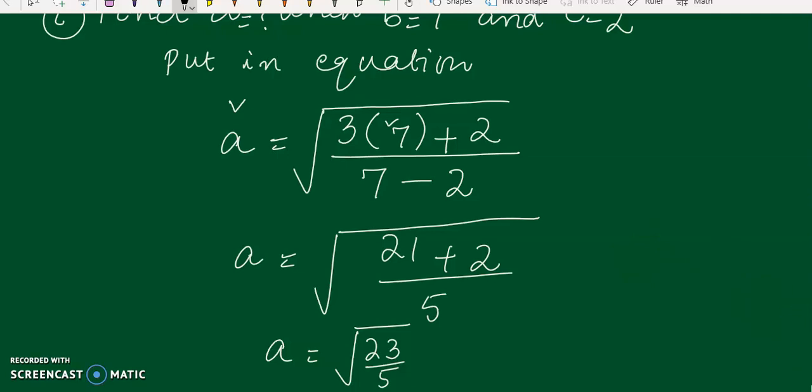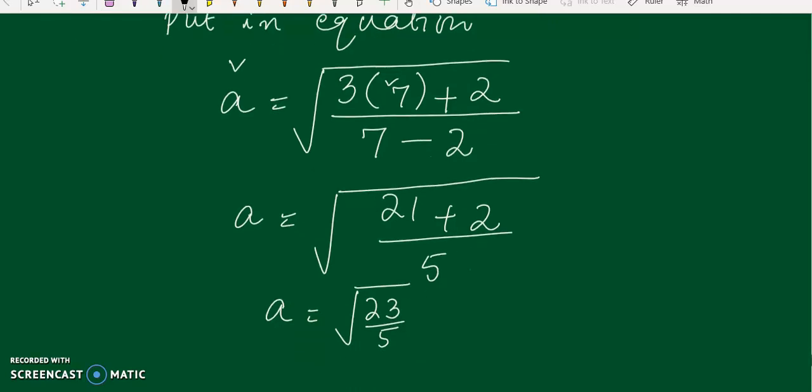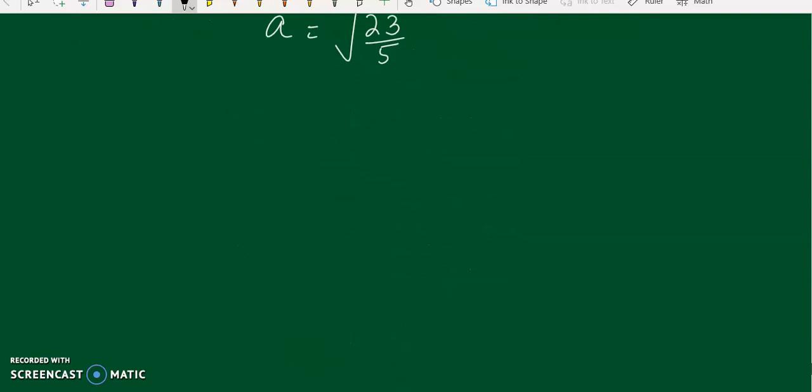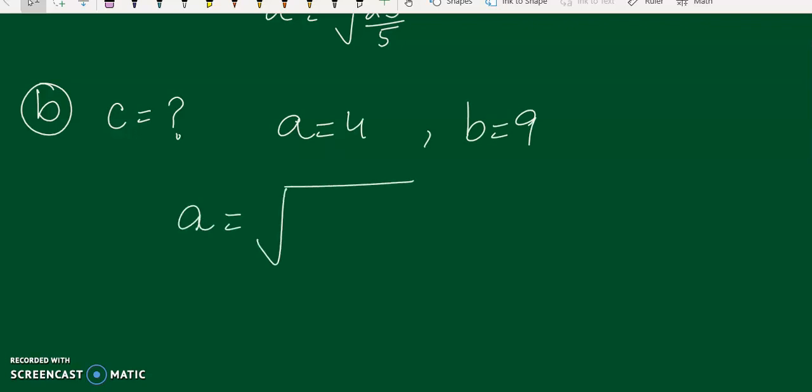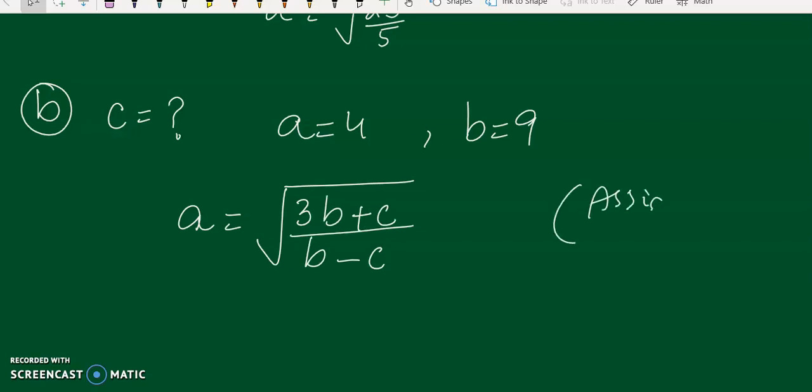Now there is another question which I would like you to solve on your own. Okay, it is the B part of the same question. The question is that find the value of C when A is 4 and B is 9. And equation is the same. Equation हमारे पास यही है 3B plus C over B minus C. Now this is your assignment question.